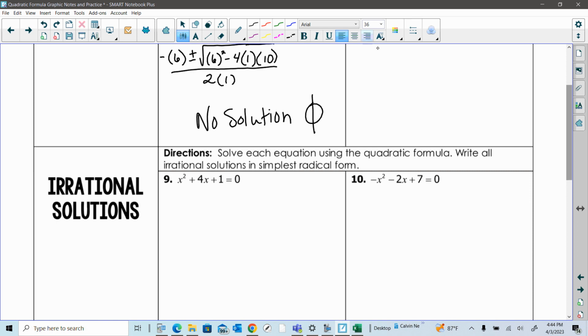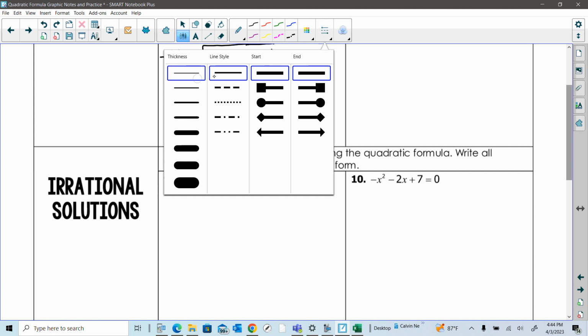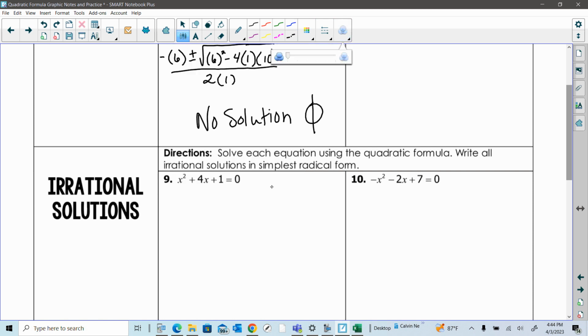We want to identify our parts to the standard form. This is already equal to 0. So we want to know what our A equals, what our B equals, what our C equals. Obviously A is 1, B is 4, C is 1. Then we want to go back to the formula and plug everything in.